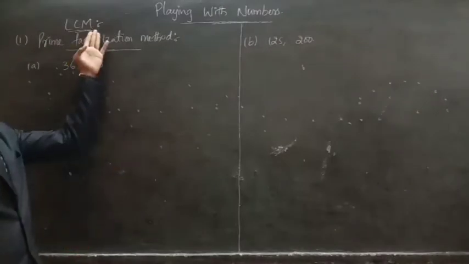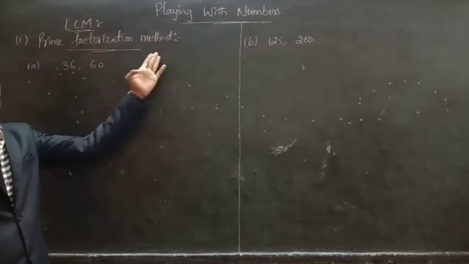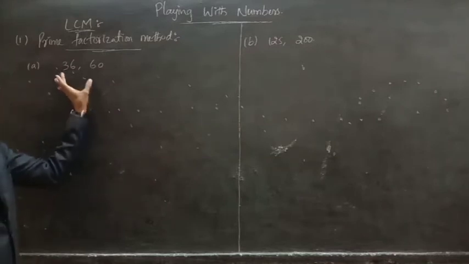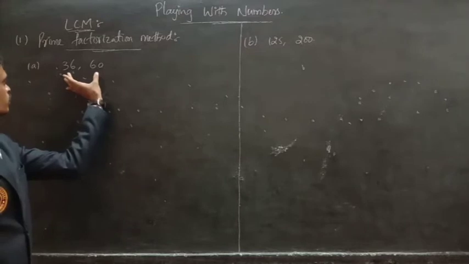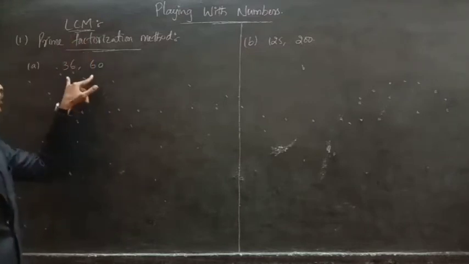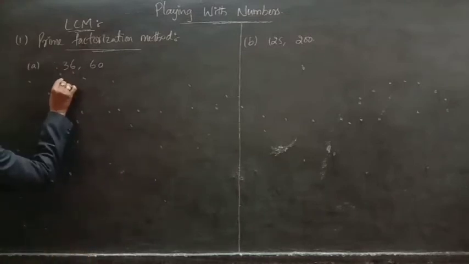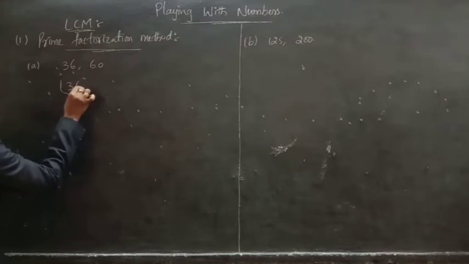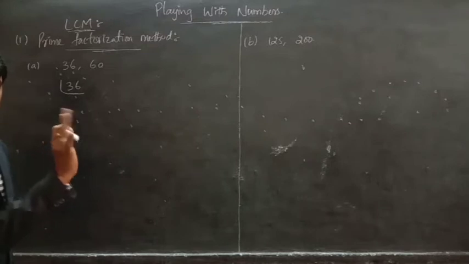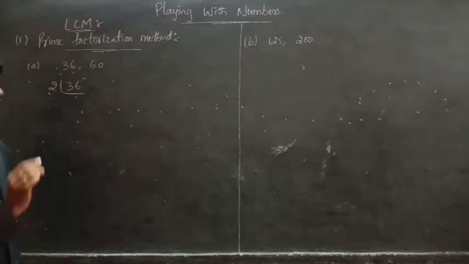Here we are finding the LCM by the first method, the prime factorization method. In this first problem, we should find the LCM of the following two numbers by using prime factorization. So let us take the first number, 36. Let us factorize using only prime numbers. Take the least prime number, 2.